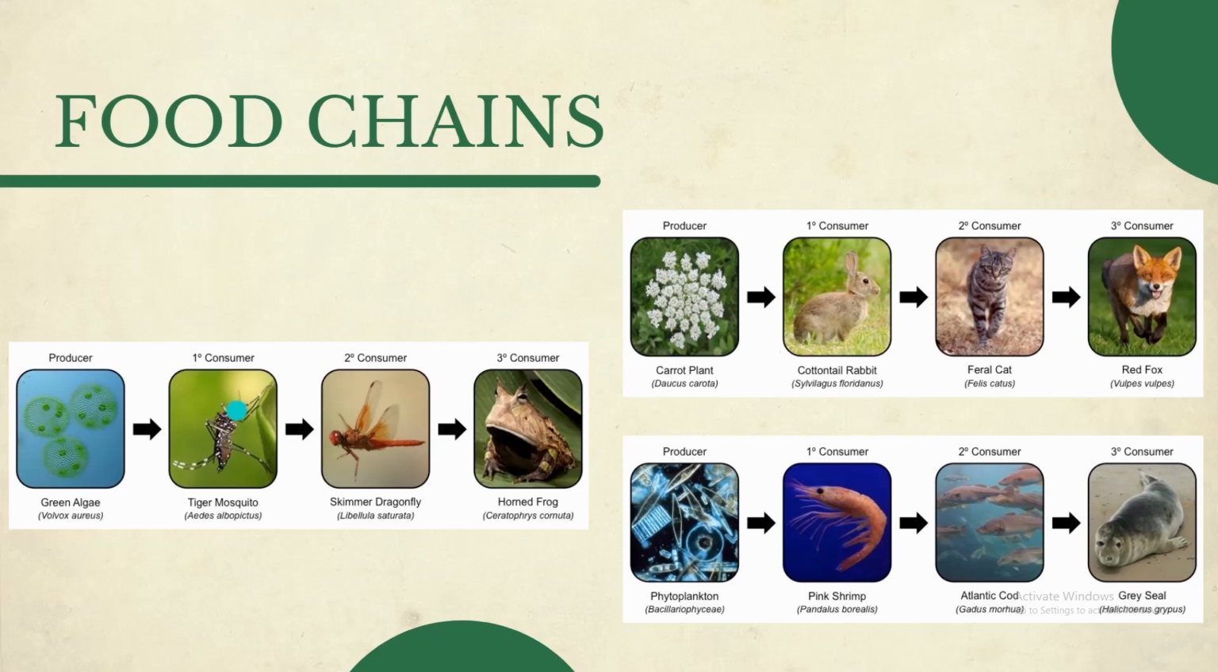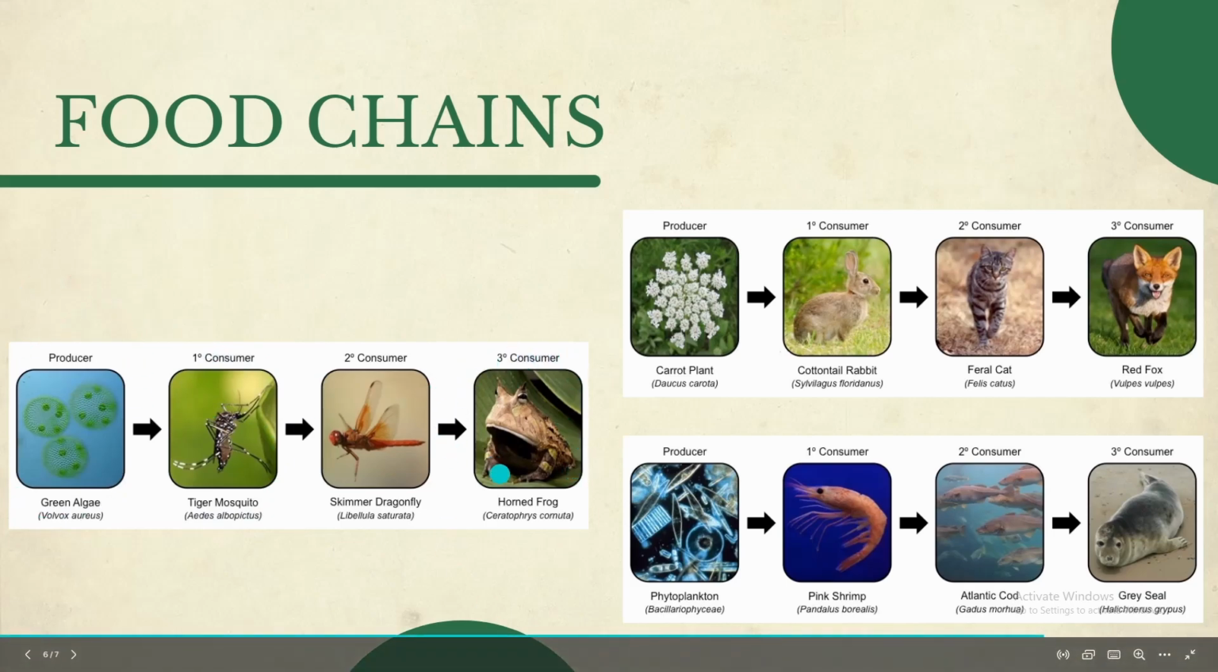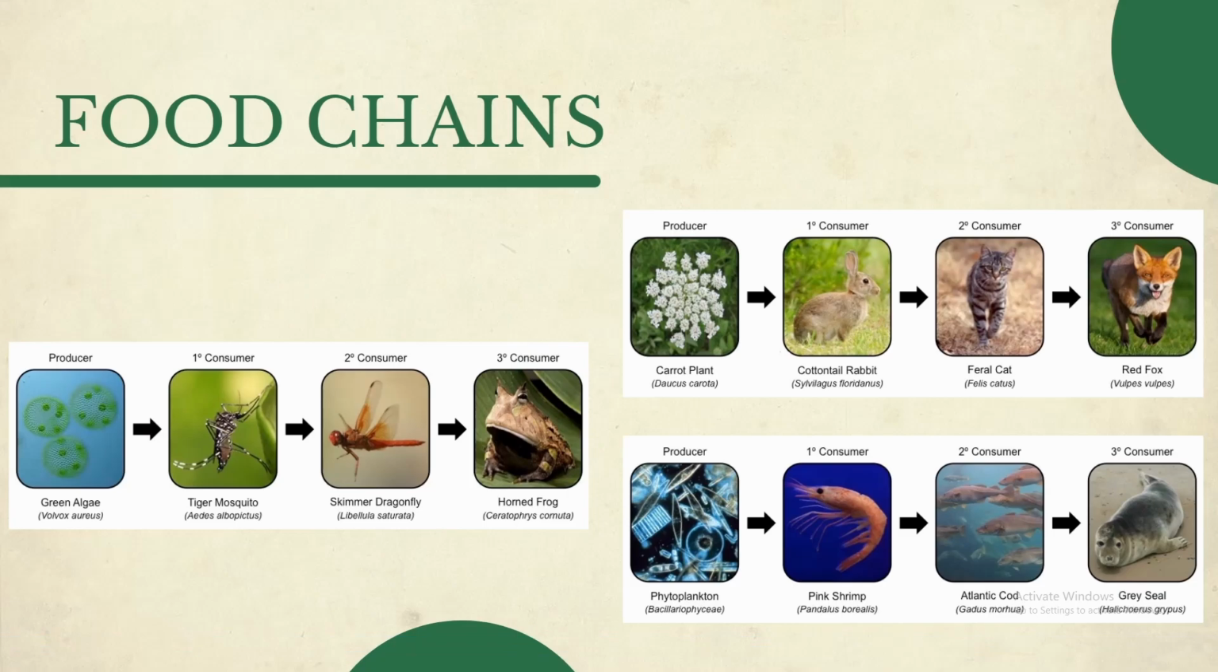For example, tiger mosquitoes here, as can be seen on the left, need to consume algae for energy. However, since they only get a certain amount of energy, the dragonfly would consume the mosquito, but would not receive as much energy as the tiger mosquito did from consuming the algae. As such, the dragonfly would have to consume a higher number of mosquitoes in order to get the same energy as the tiger mosquito did from consuming algae. And the same goes for the horned frog over here, who would have to consume many more dragonflies in order to get the same level of energy as the tiger mosquito did from eating the algae.